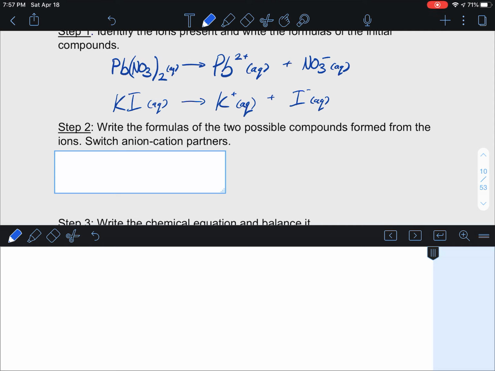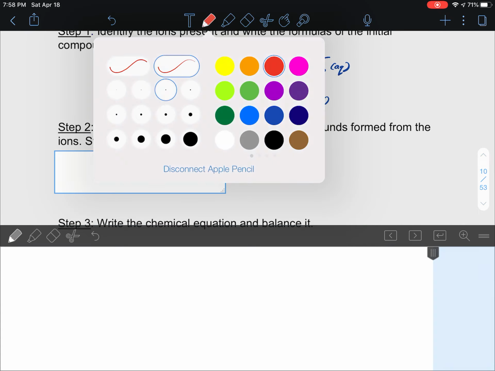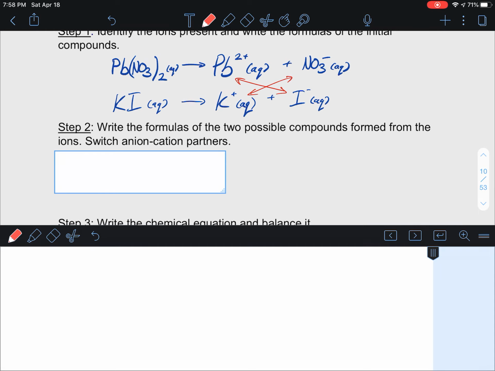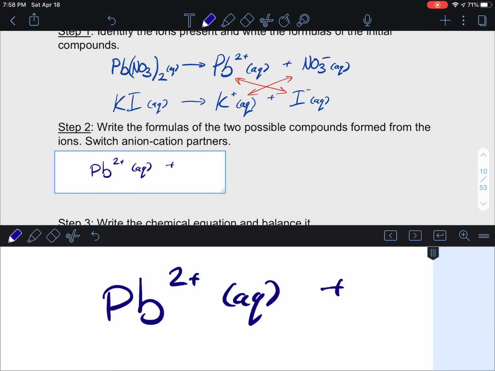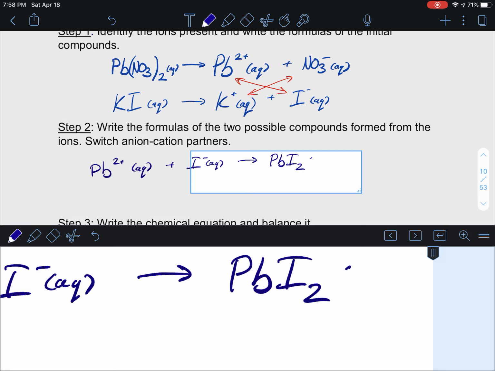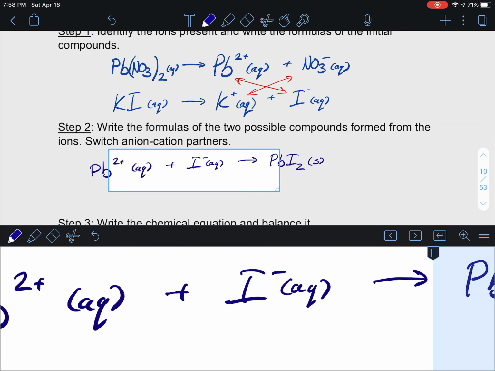Write the formulas of the 2 possible compounds that form from the ions. So we are going to do that little crisscrossing here. We're going back to the original and doing a crisscross of these 2. What would that give us? That will give us a chemical reaction between the lead 2 plus aqueous plus iodide aqueous, and that should give us lead iodide. We're going to need 2 of those, and we'll have to check our solubility rules, but you'll find that the solubility rules do say that lead is not soluble with iodide.